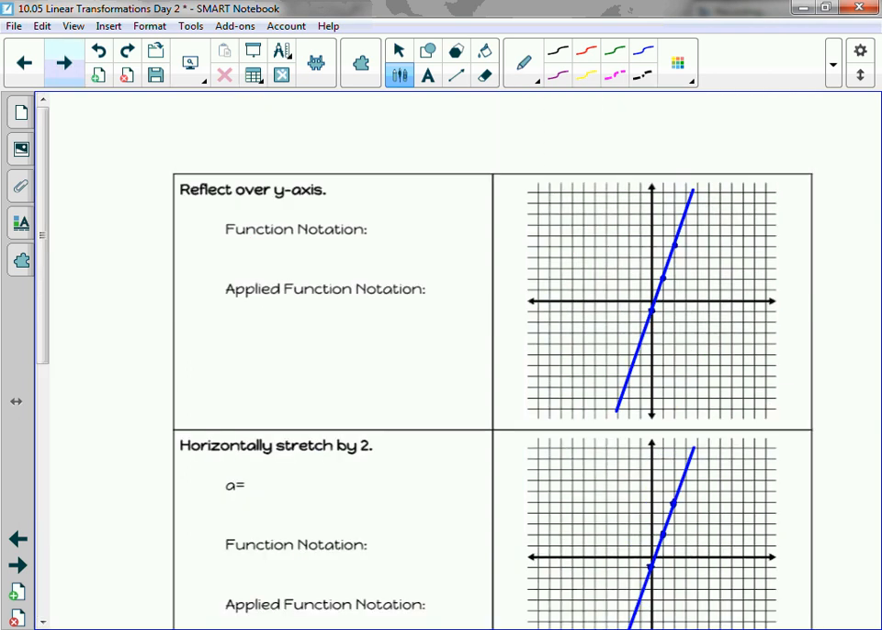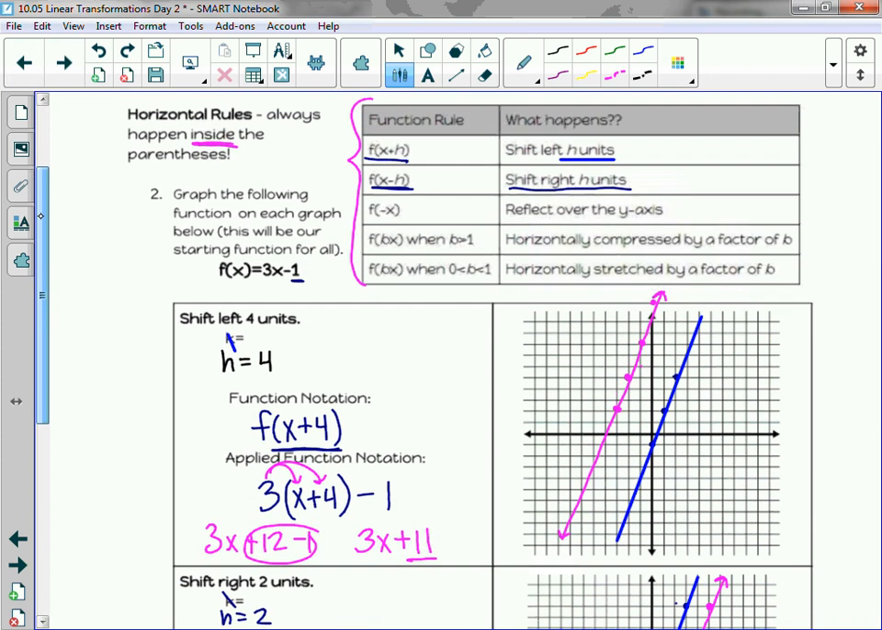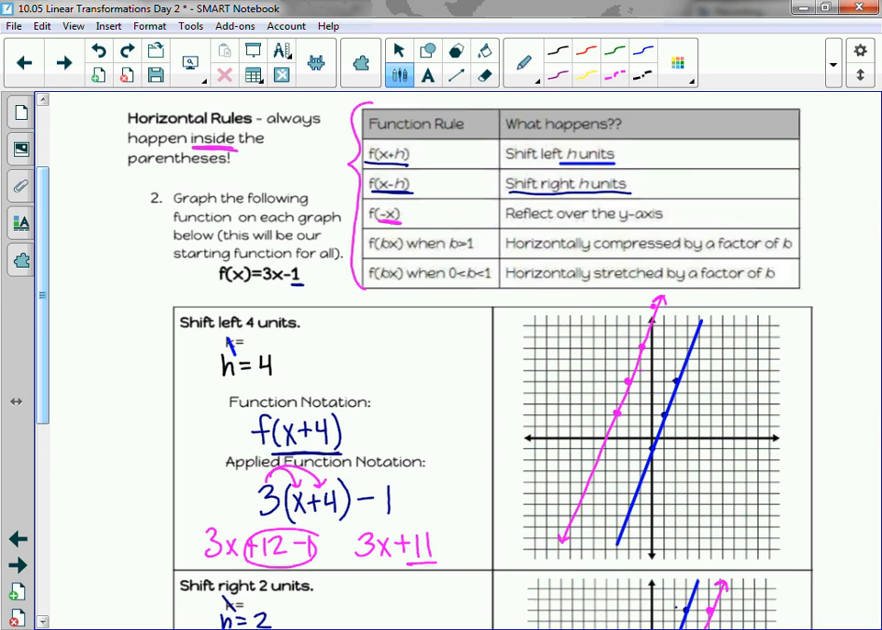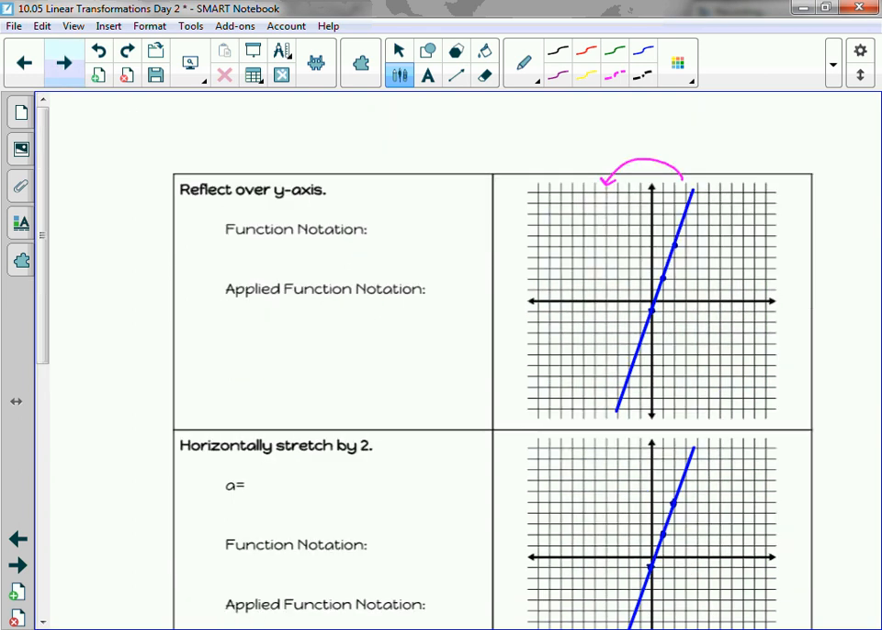Okay, let's flip over to the back. We're reflecting over y. So remember with reflecting over x, we multiplied everything by the negative. But remember this is inside, so somehow this is going to be flipped over this axis. Let's look at your table. If I'm reflecting over the y-axis, only the x becomes negative. So my function notation is f of negative x. So on my applied function notation, remember you have 3, now it's times negative x minus 1.